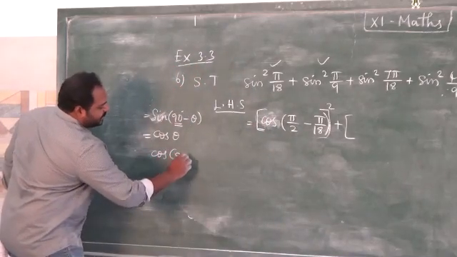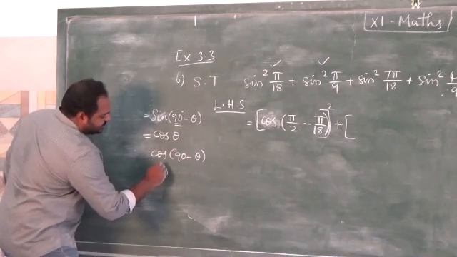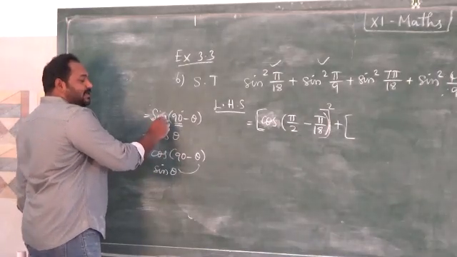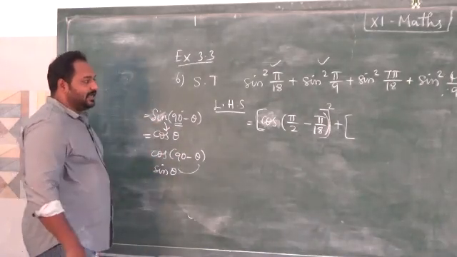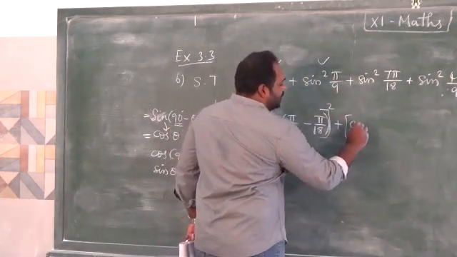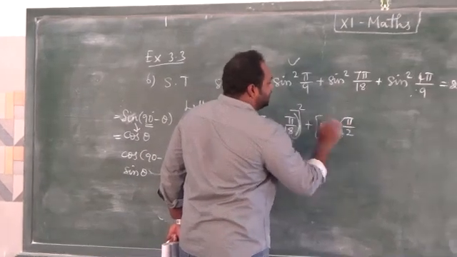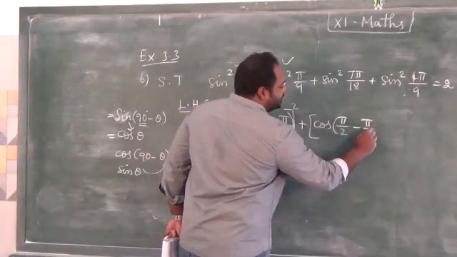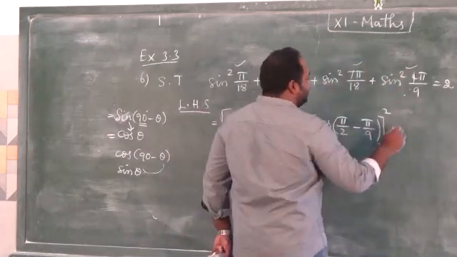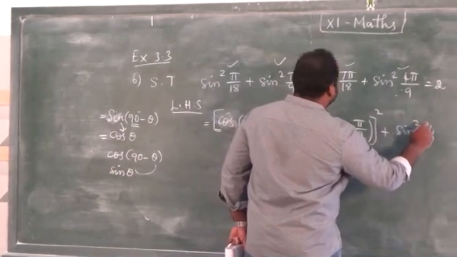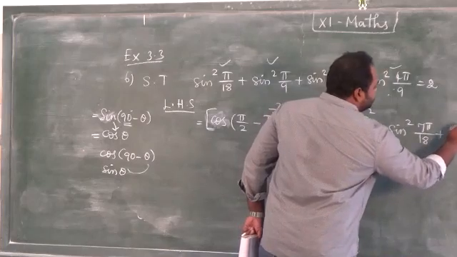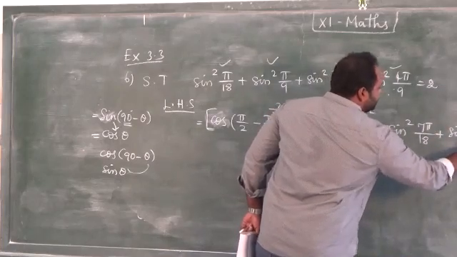Cos of 90 minus theta we can also write as sin theta. So instead of sin theta we can write cos of 90 minus theta. Instead of sin of 90 minus theta, cos theta. Sine square pi by 9 can be written as cos of 90 minus theta, here theta is pi by 9, whole square. The remaining third and fourth terms will be as they are. Don't change anything in the third and fourth terms: sine square 7 pi by 18 and sine square 4 pi by 9.